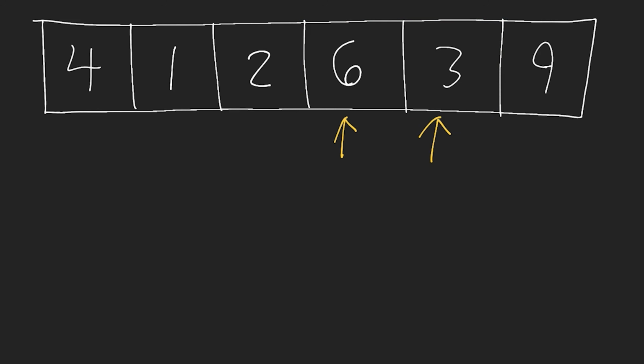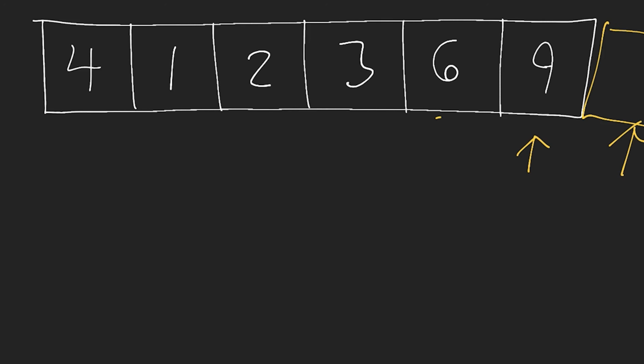Okay, so now we're looking at 6 and 3. 6 is greater than 3. We need to do a swap. So we take 3, we put 6, we move our pointer. Now we compare 6 to 9. We see that 9 is greater than 6. So we're all good, and we move our pointer. And now that our pointer is at the end of the array, that means we would have found the largest value and bubbled this to the last element in the array.